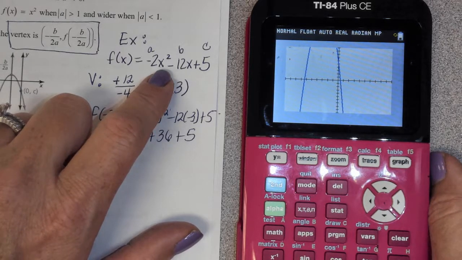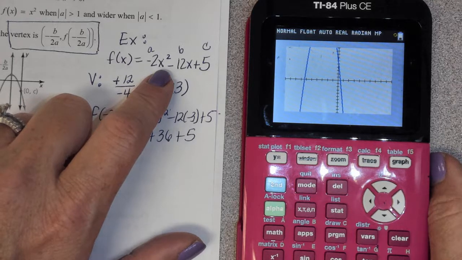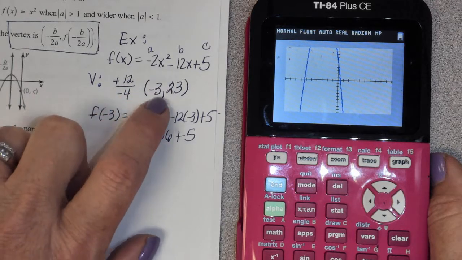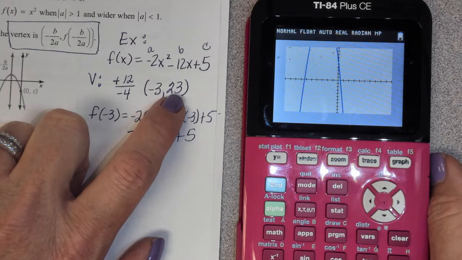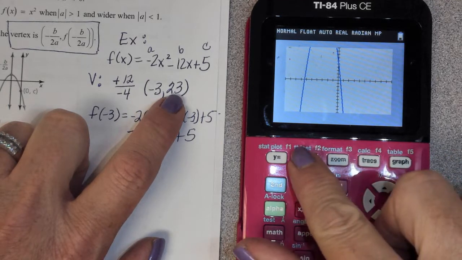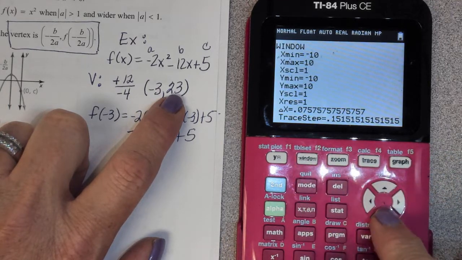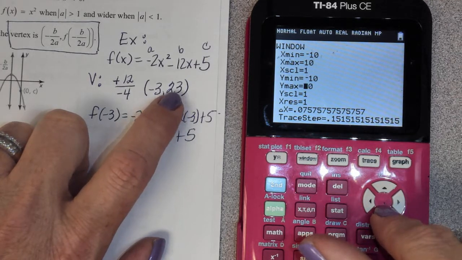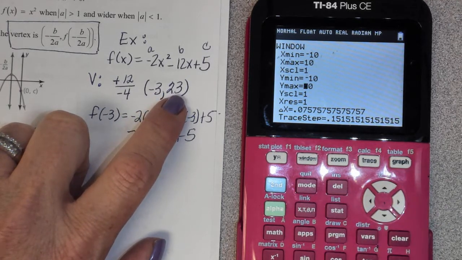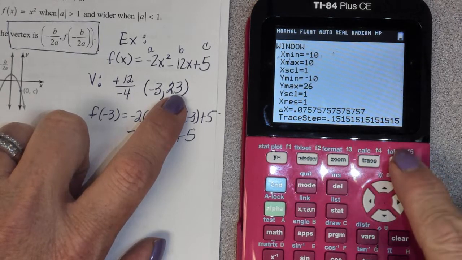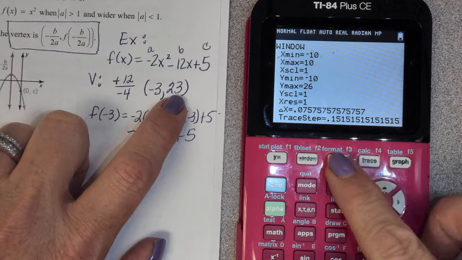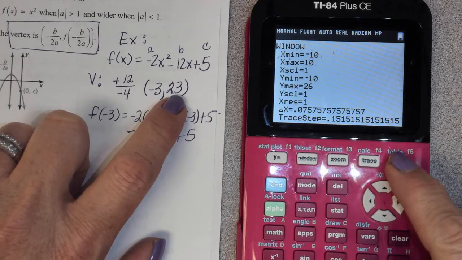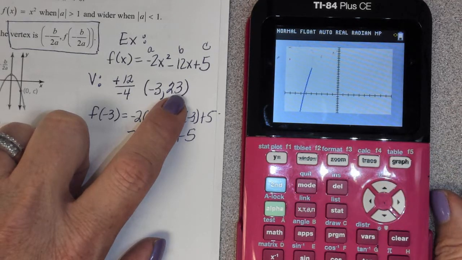Here's what I see. I'm not seeing the top of my parabola. I think the vertex is way up there at 23. So I'm going to go to my window. I want to make the y go up higher. If I want to see a high value of 23, I want to make this like maybe 26. Now just hit graph. Don't do zoom 6 or it's going to go back to the negative 10, 10. Just hit graph. And here's our parabola.